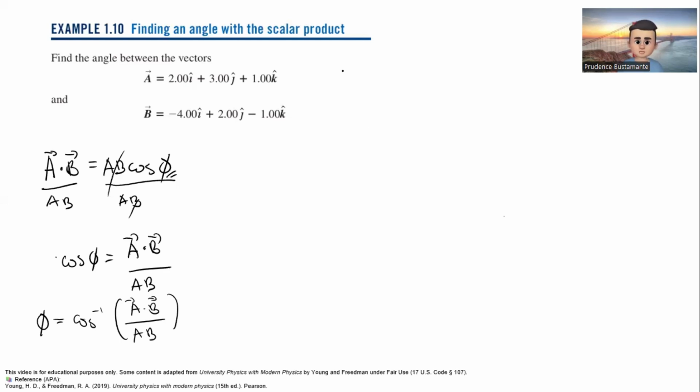To get the magnitude of A, as we recall, A is just equal to the square root of 2.00 squared plus 3.00 squared plus 1.0 squared. So how much is this?